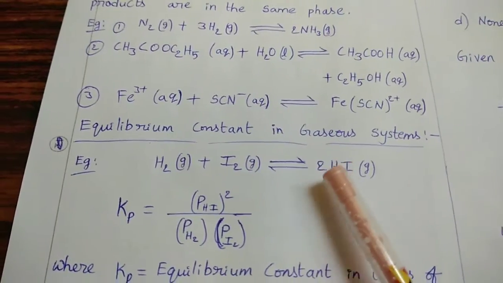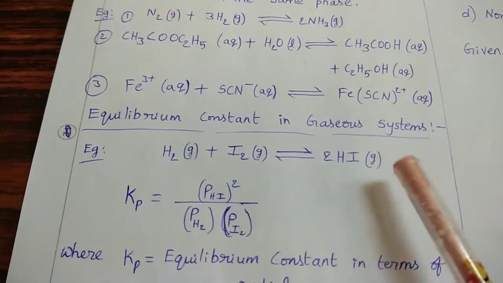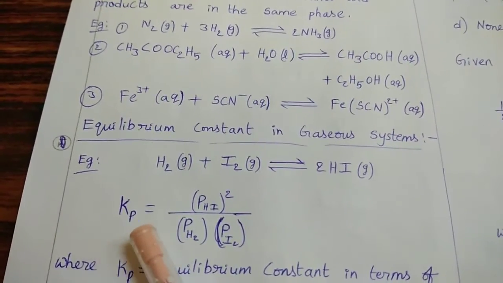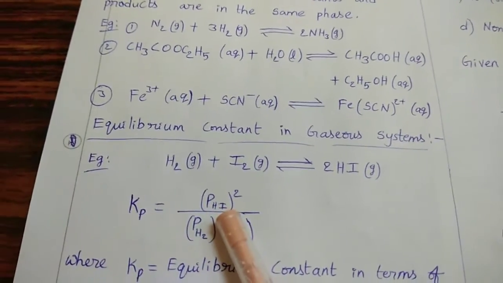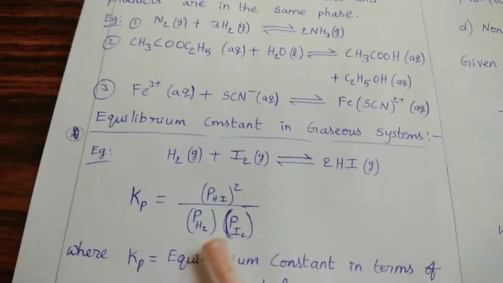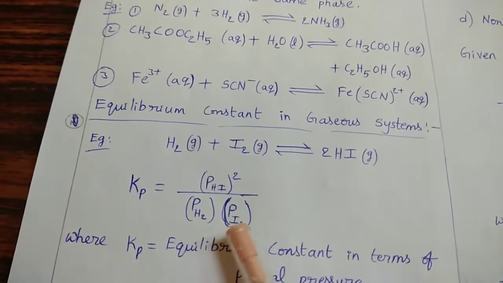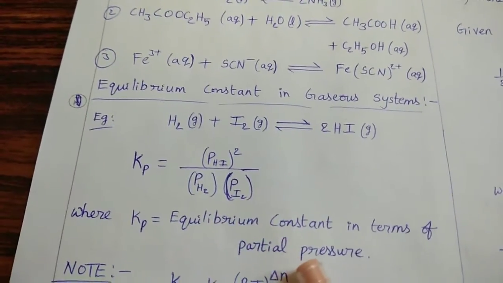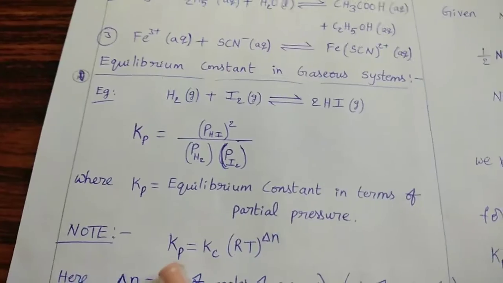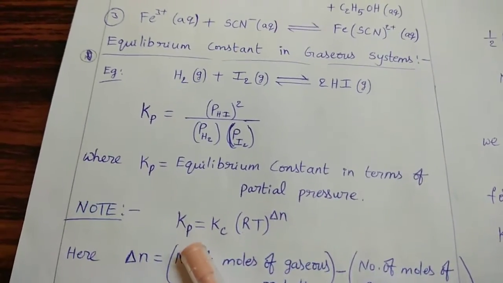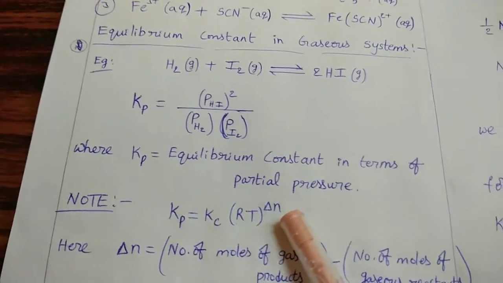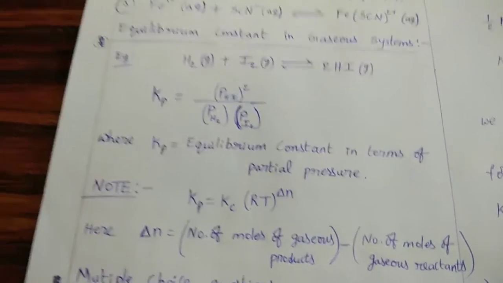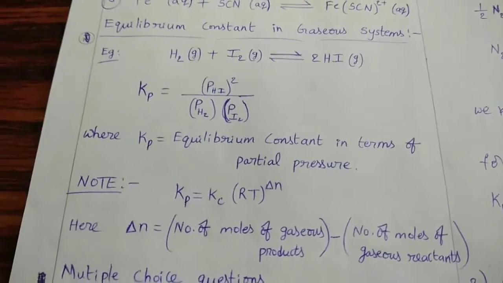In this, all products and reactants are present in the gaseous state. For this equilibrium constant expression, Kp equals partial pressure of HI whole power 2 divided by partial pressure of H2 into partial pressure of I2. Here Kp is the equilibrium constant in terms of partial pressures. Now the Kp-Kc relation: Kp equals Kc into RT whole power delta n. Delta n means number of moles of gaseous products minus number of moles of gaseous reactants.